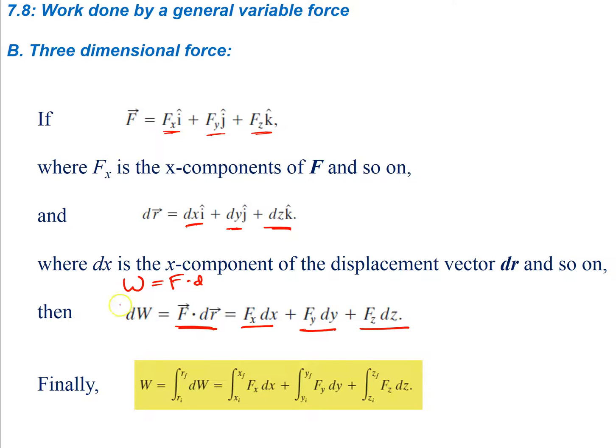So what does this look like to get the total amount of work? All we would have to do is take the integral of both sides, and what we end up getting is the force in the x direction times dx from xi to xf, so it's the initial x position to the final x position, and so on and so forth. You have your y component with your y limits, and your z component with your z limits.